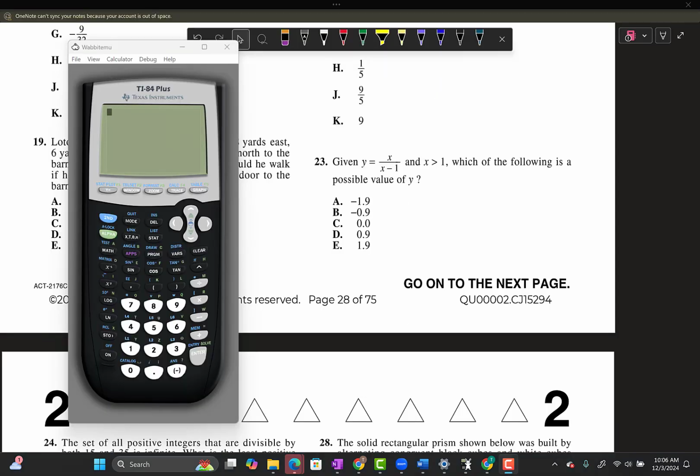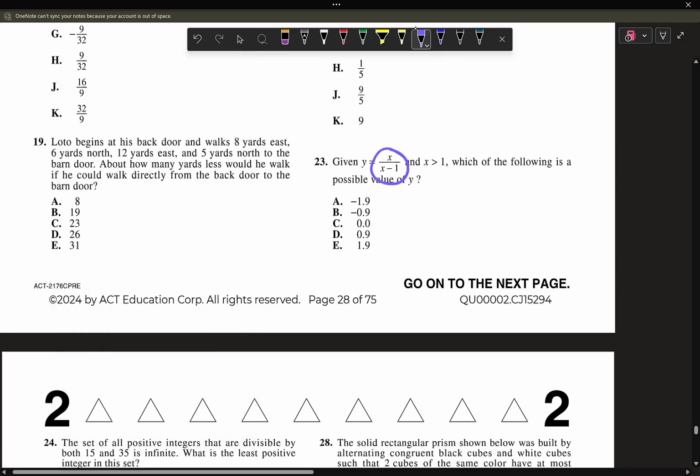So question 23, let's think about this for just a second. Given y equals x divided by x minus 1, and x is greater than 1. So if we just focus on this right here, this is saying we're taking a number and dividing it by 1 less than itself. So no matter what number we insert for x, so if we insert 9 for x, the bottom would be 1 less, 9 divided by 8. So two things come to mind immediately when we see this.